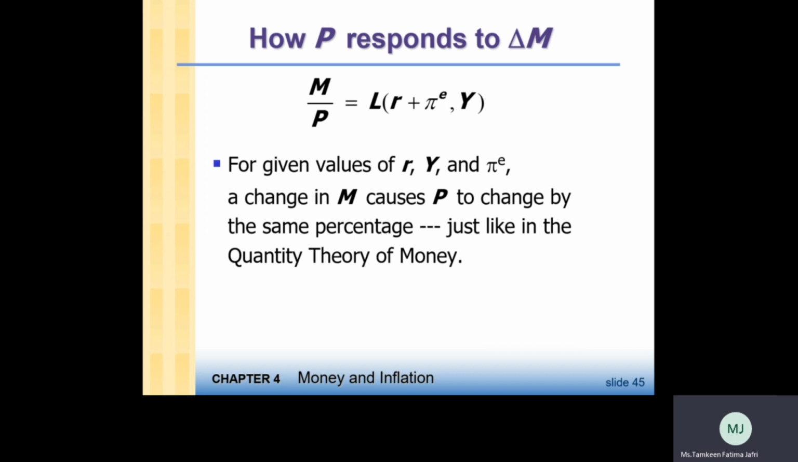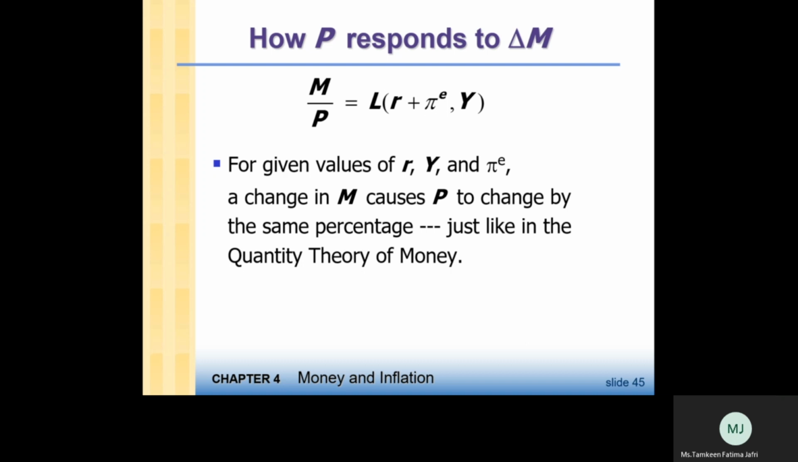It's quite clear from here that for given values of R, Y, and expected inflation, a change in M, okay? So if the central bank decides that it wants to increase the money supply, this will cause an equal increase in money. So in order to ensure that the left-hand side of the equation is equal to the right-hand side of the equation, as is written here, a change in M causes P to change by the same percentage, just like what the quantity theory of money states.